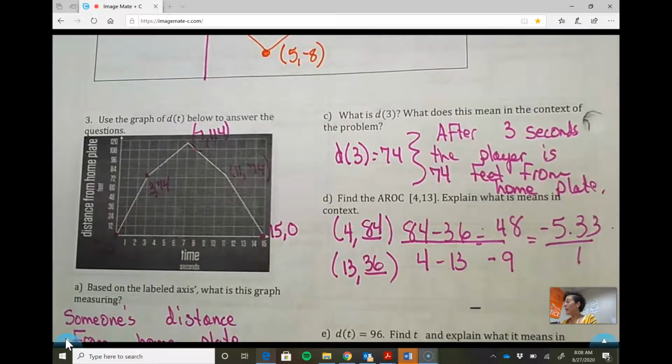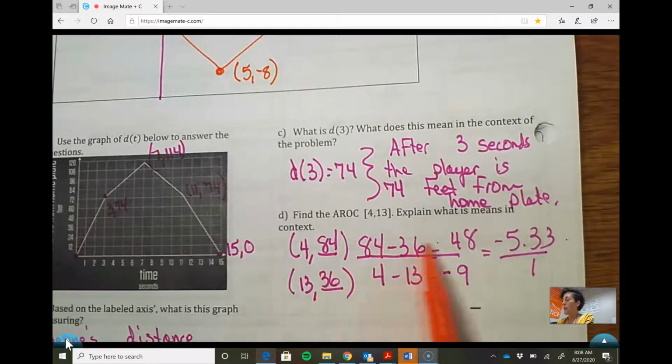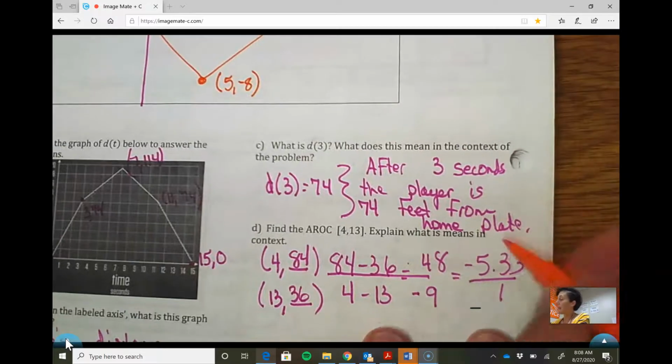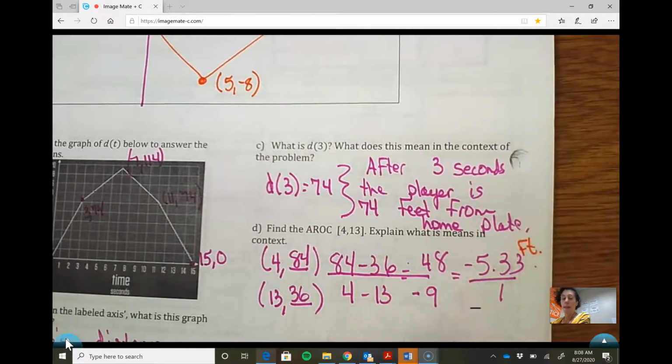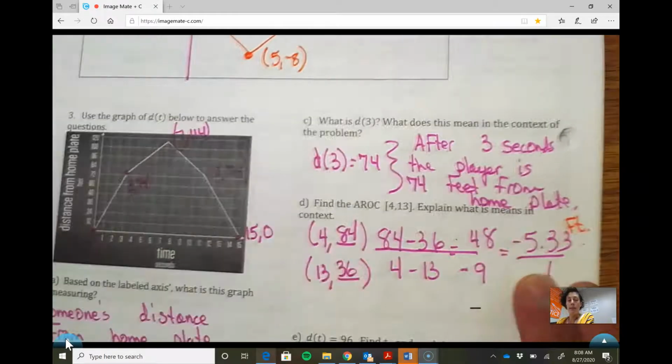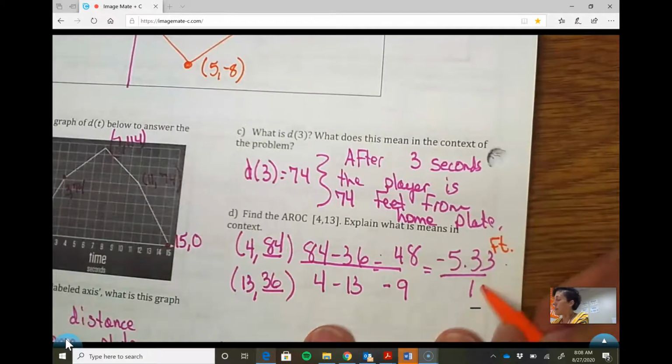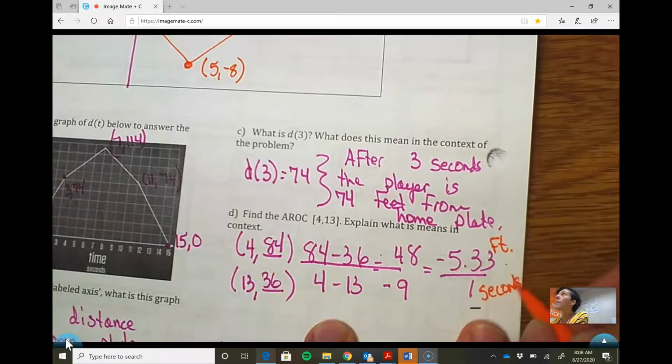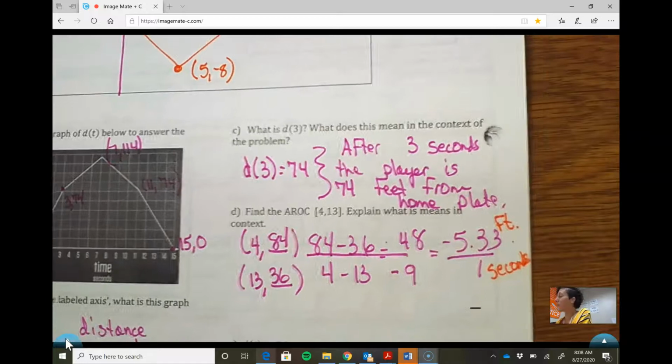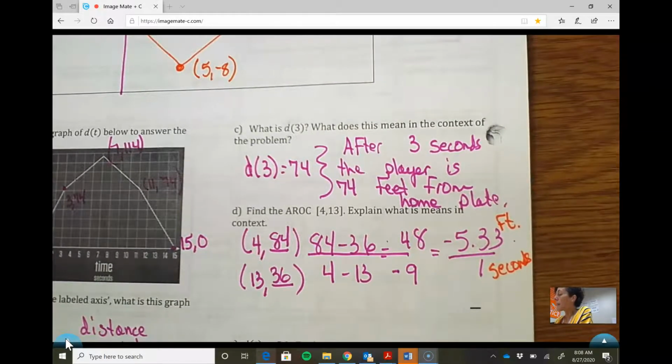And now I'm going to explain what it means in context. So remember, this whole numerator are the y's, and y's is the distance. This is your feet. And the whole denominator represents x, and x is your time, so this is your seconds. And heads up, the bell is going to ring here, maybe. You might hear it. So what does this mean?